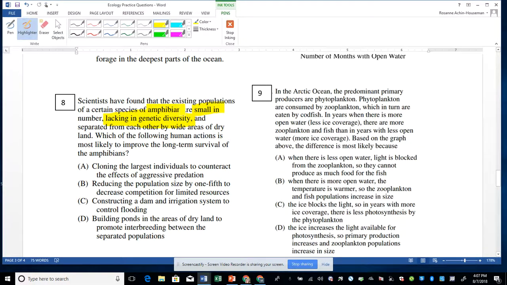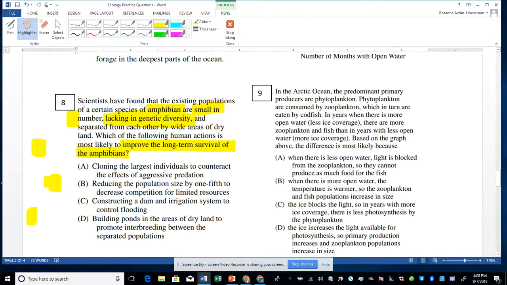Okay, so we know amphibians live where there's water, and so if you have amphibians living here and here and here and here, and they're separated out by these dry areas, that means the ones here can't get over to the ones here, who can't get over to the ones over here. So that's bad for the population. It means they're more likely to become extinct. On the other hand, they are a little bit more likely to speciate, but we haven't really talked about that one yet. Which of the following human actions is most likely to improve the long-term survival of the amphibians?